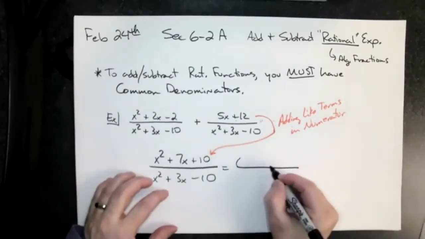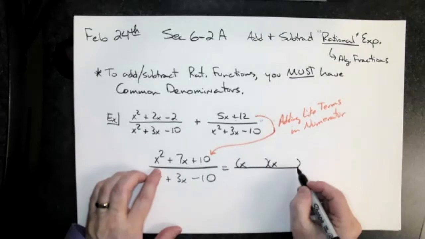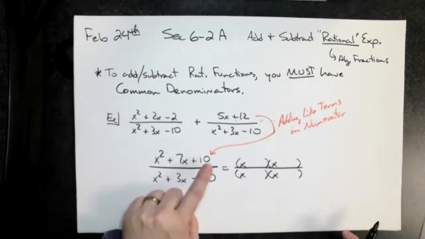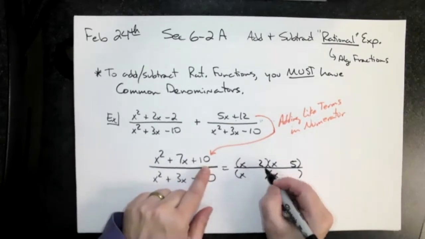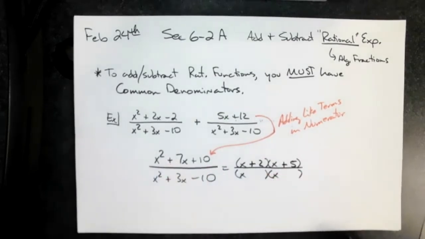Okay, so let's factor. Leading coefficient of 1, so that makes it nice. Same thing on the bottom. Leading coefficient of 1, that's going to make it nice. Okay, so it looks like add across the board. 5 times 2 is 10, and that's going to give me the 7 in the middle. So that factored pretty easy.